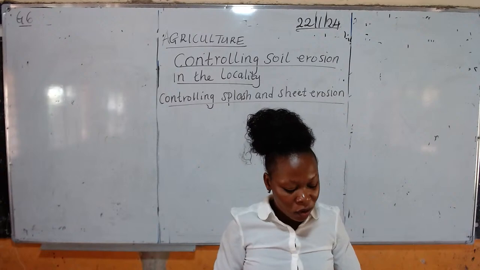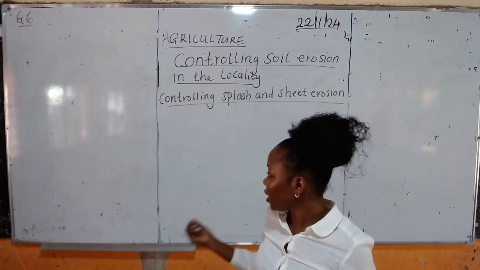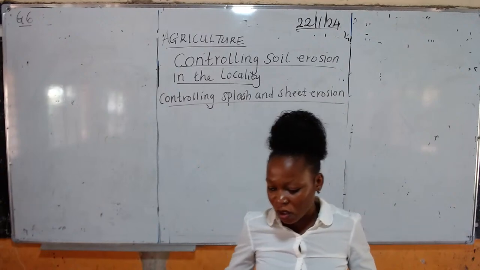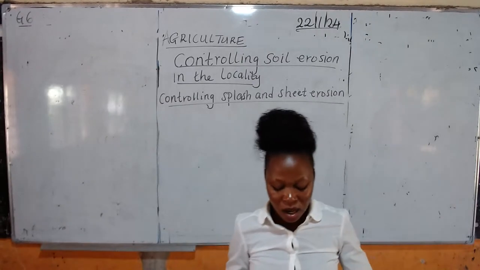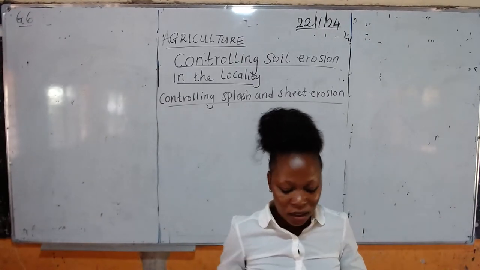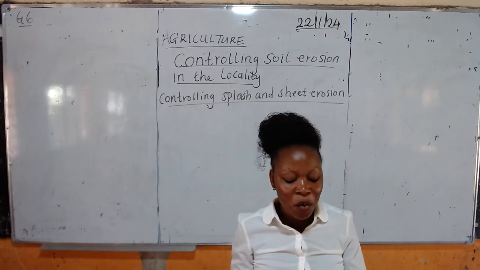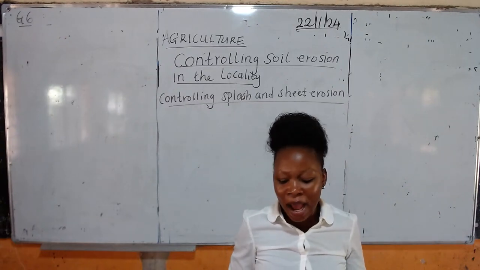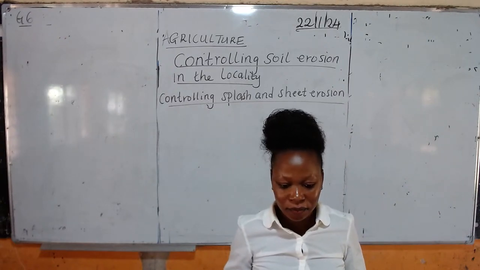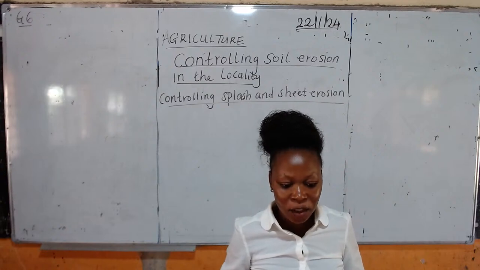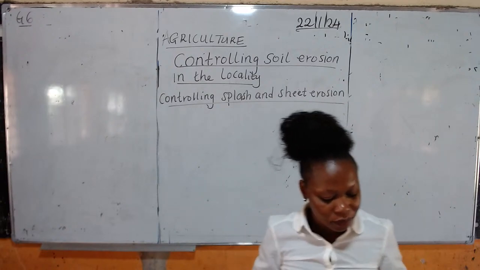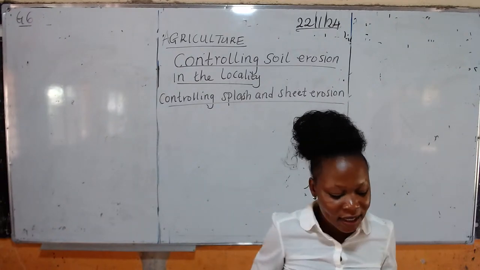So before we go far, let us first put this in our books. Let us put down the ways which can prevent soil erosion, okay? Let us put them in writing. Then we discuss the other ways of preventing rill and gully. So let us write, please. Let us write this.